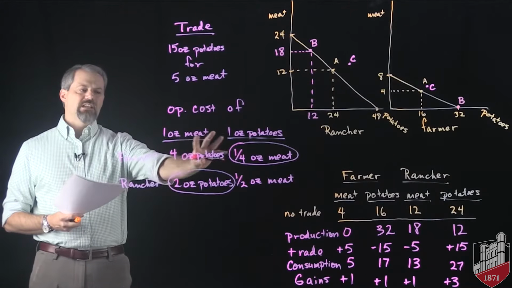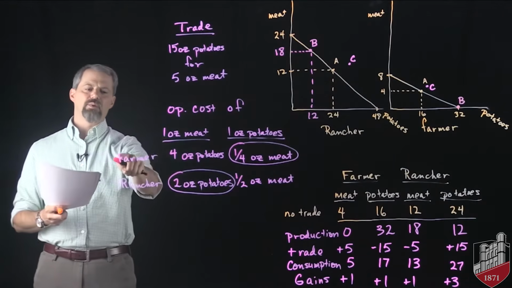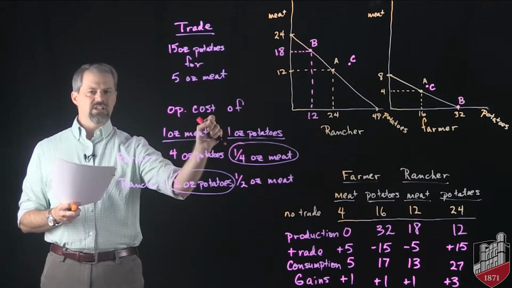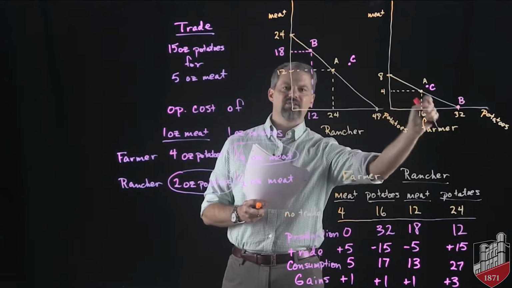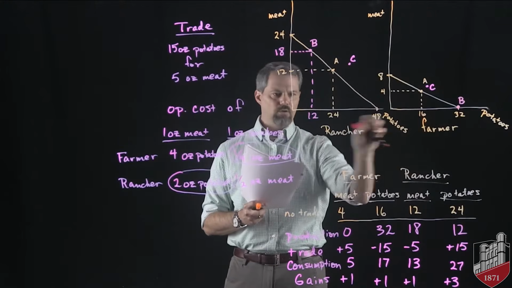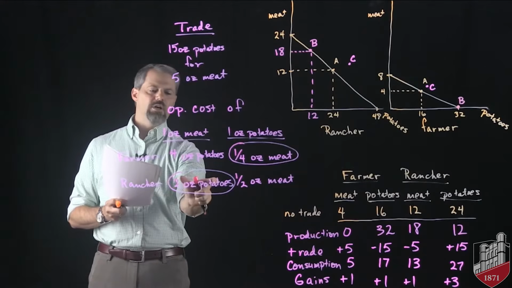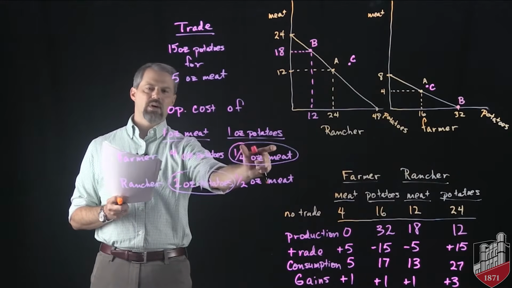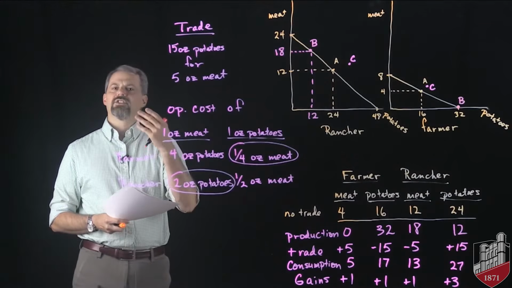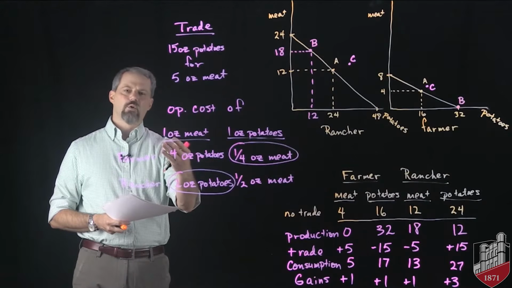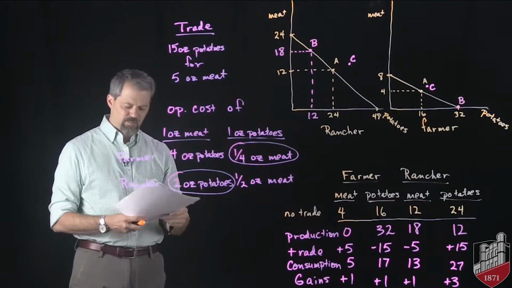Now, one thing that we have to keep in mind that you know from your principles class is that it's impossible for one of these people to have the comparative advantage in both goods, because there's no possible way that the slope could be smaller in both directions for the farmer or for the rancher. So if the rancher has the comparative advantage in one good, the farmer's going to have the comparative advantage in the other good, and vice versa. So it's impossible to have the comparative advantage in both. The other side of that coin is that it's impossible to have the comparative advantage in neither. You have to have a comparative advantage in something.